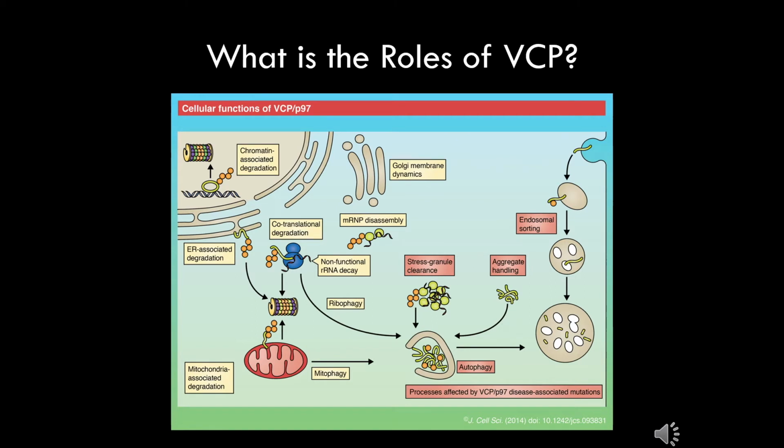So what is the role of VCP? VCP has many roles within the cell, and just to name a few as seen in this picture would include autophagy, stress granule clearance, endosomal sorting, and ER-associated degradation.